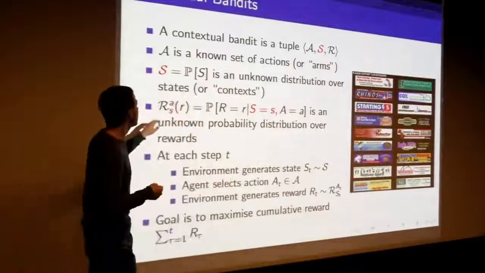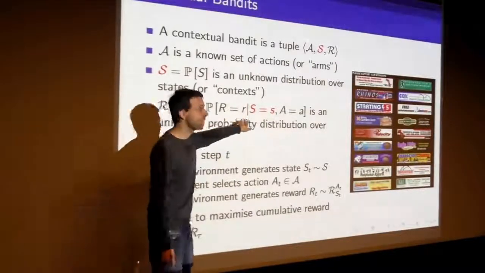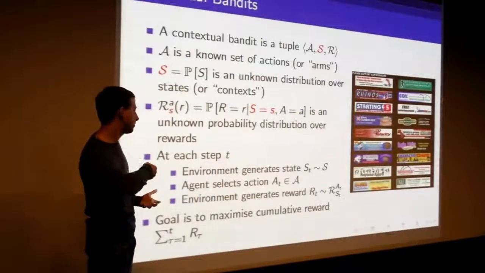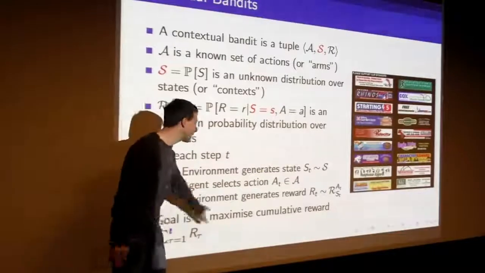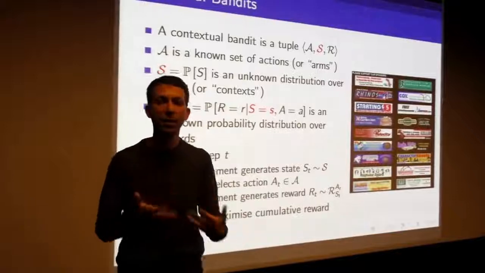And so we basically extend our reward function to depend on the state as well as the action. And now at every step, we're basically picking this action, and we're again trying to maximize the cumulative reward that we get over many, many steps. And this is the contextual bandit problem.